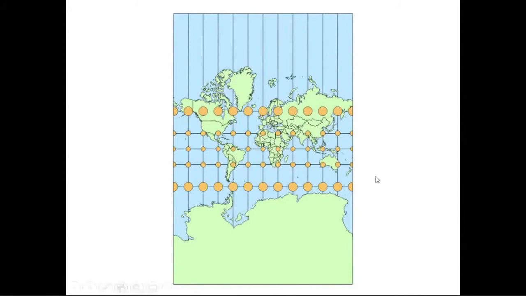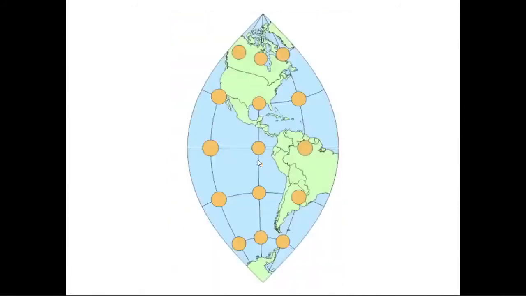Now, why would you want this? Well, you would want this maybe for navigational purposes because latitude and longitude, essentially every single one of them, are perpendicular. And so you can see they have right angles. When you're making measurements for navigational purposes as you sail across the ocean, this is actually a useful map.